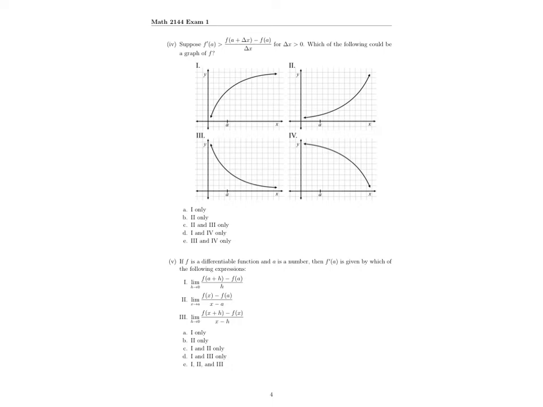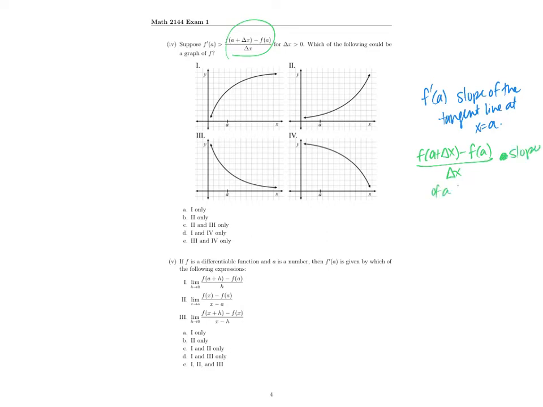Okay, so one way to think about this is to think about that f prime of A as the slope of the tangent line at x equal A. And then we can think about this thing, f of A plus delta x minus f of A over delta x, as the average, or as the slope of a secant line between the point A, f of A and A plus delta x, f of A plus delta x.